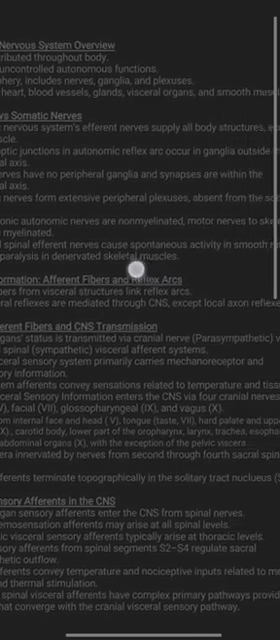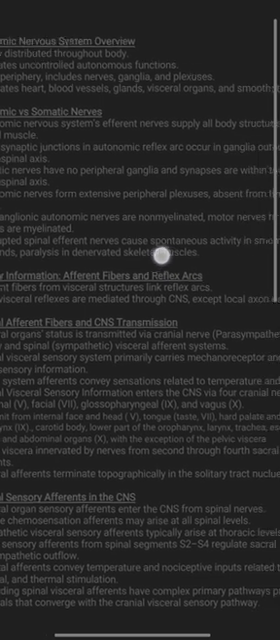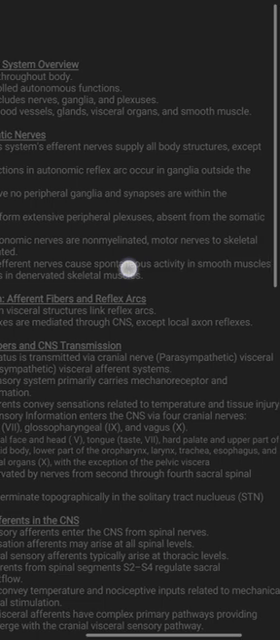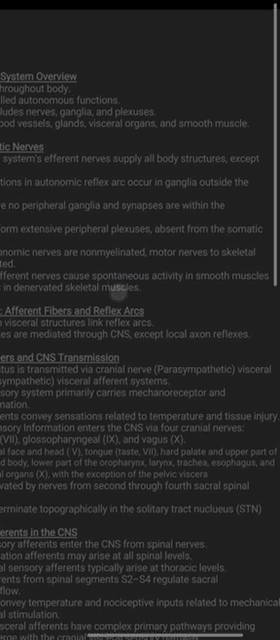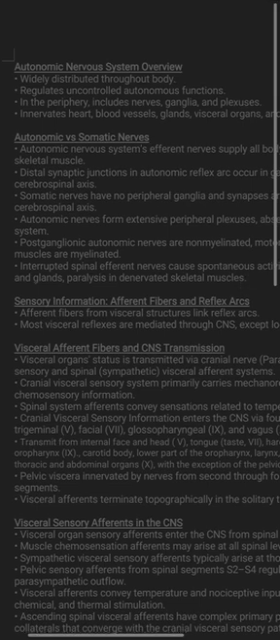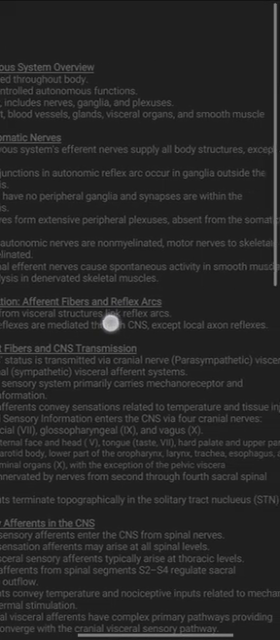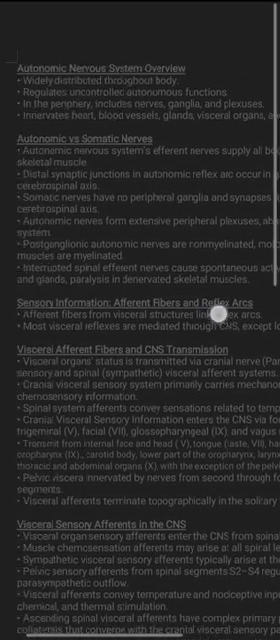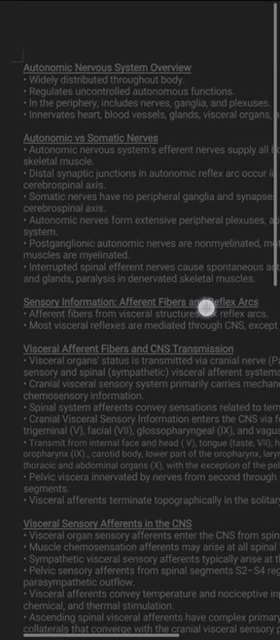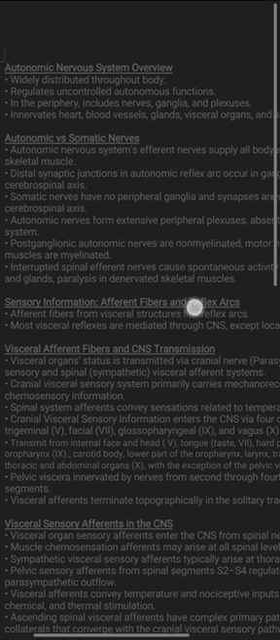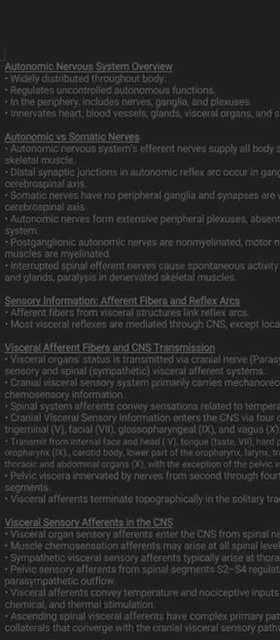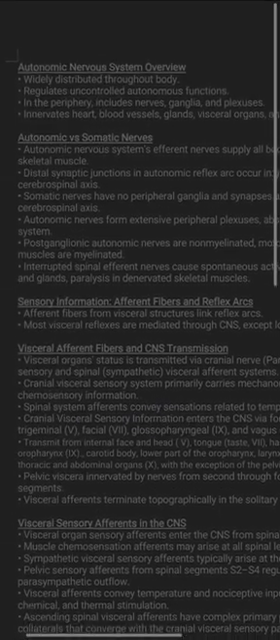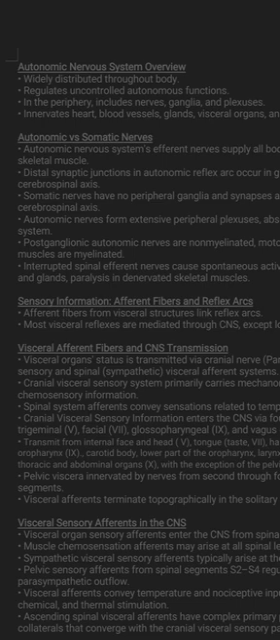The distal synaptic junctions in the autonomic reflex arc occur in the ganglia outside the cerebrospinal axis. Is that clear? Occur in the where? So the synaptic junction is at what? Ganglia. For which of them? Is it autonomic or somatic? Autonomic.